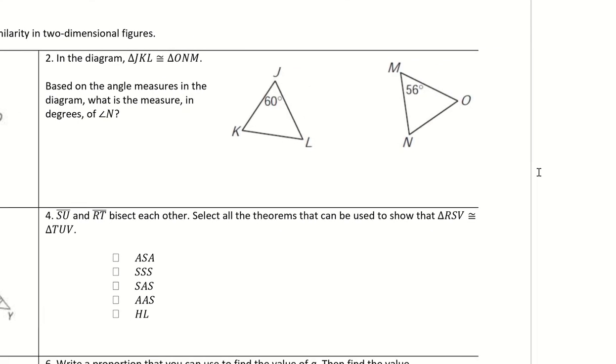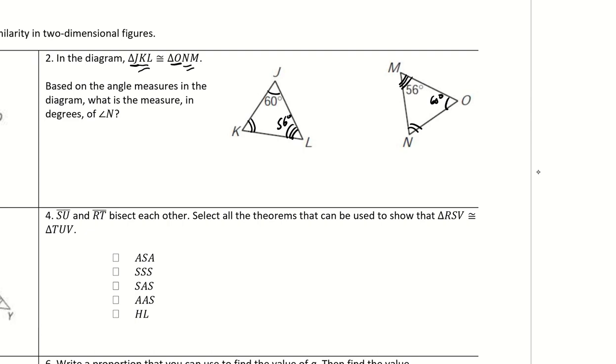All right, so number 2, in the diagram, triangle JKL is congruent to ONM. Okay, so JK is congruent to ON, right? All right, let's look at the angles. So J is congruent to O. So if this is 60, then O has to be 60. And then K has to be congruent to angle N. So this has to be congruent to this. And then L has to be congruent to M. And so that means this is 56.